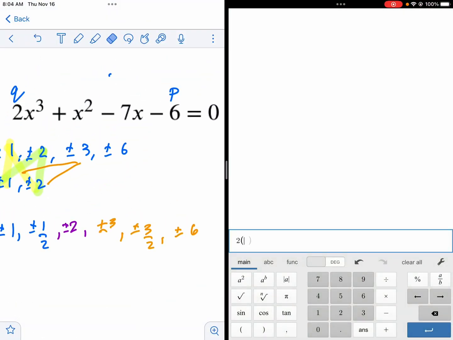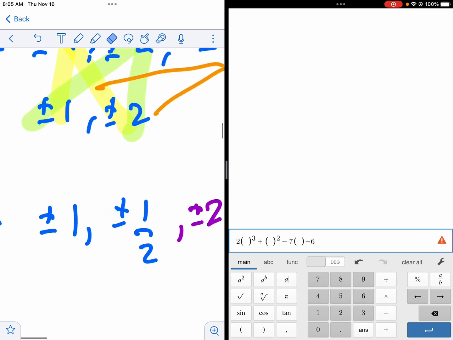I'm going to do 2 parentheses to the third power plus x squared minus 7 minus 6. And I'm going to plug in my possible values. Let's say I start at 1. I got an answer of negative 10. Therefore, positive 1 is not a root. Try the negative 1. Negative 1 gave me a 0, so negative 1 is a root.